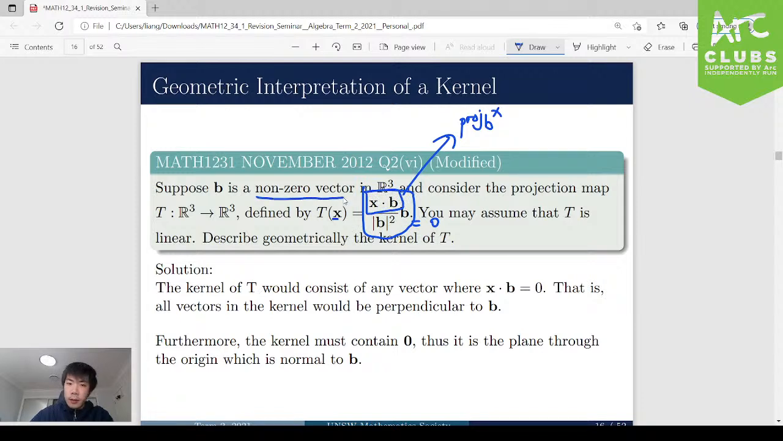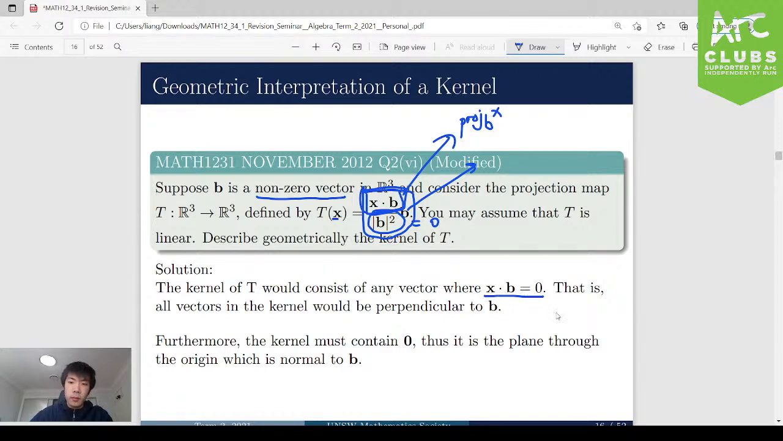b is a non-zero vector, so you can't expect b to be the reason why it sends you to 0. Clearly, the denominator can't be the reason either, because even having 1 over 0 wouldn't give you 0, that would give you undefined or infinity. So the only place in this entire projection formula that could send you to 0 in the codomain is this x dot b. That's where they get this line from. The kernel of T would just be any vector where x dot b sends you to 0.